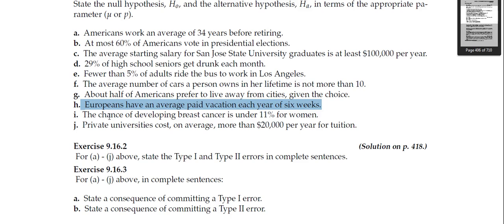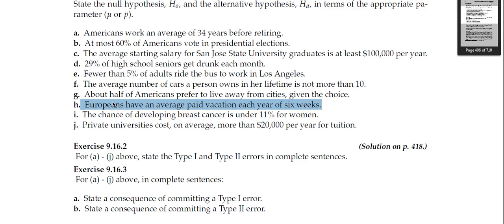Okay, so let's say you commit a type 1 error, which means that's your null hypothesis. The research hypothesis will be Europeans do not have an average paid vacation each year of 6 weeks. It's some other value. So you believe that. So a type 1 error would be you believe it's not 6 weeks when in fact it is 6 weeks. So that's a problem. You believe it's a value that it actually is not. It should be 6 and you think it's something else. What's a consequence of that?